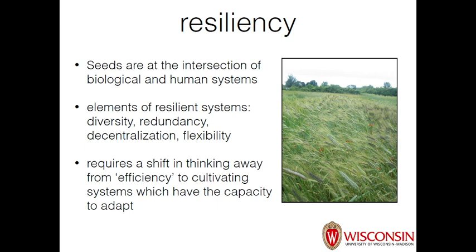One of the things that we are hoping for in trying to increase folks' capacity to do variety trials on farm is that we can continue to grow the amount of diversity, redundancy, decentralization, and flexibility in the seed system in general. This, of course, requires a shift in our thinking about agriculture, away from just how can we produce as much as we can this season to how can we continue to sustain ourselves and our farm systems in the long term.